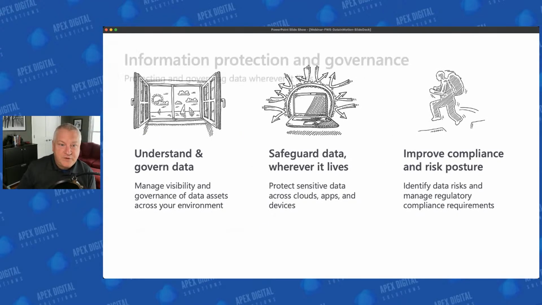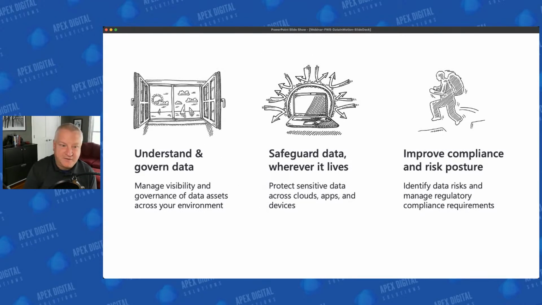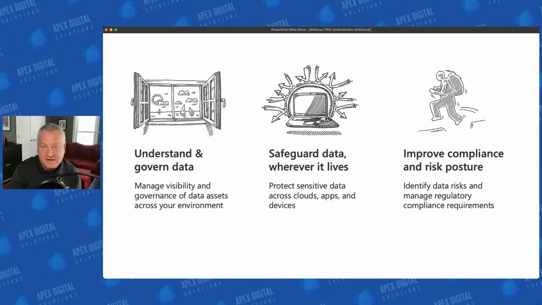And so Microsoft thinks about this in multiple areas, right? You have to understand and govern the data. We talked a little bit about that last week as well. You want to safeguard it wherever it's at. If it's internal to you, on OneDrive, in SharePoint. What about when it's in Exchange? How do we handle it differently? Or even local on machines, extending the footprint of the data you can look after all the way to endpoints using Defender. And then improving compliance and risk posture.